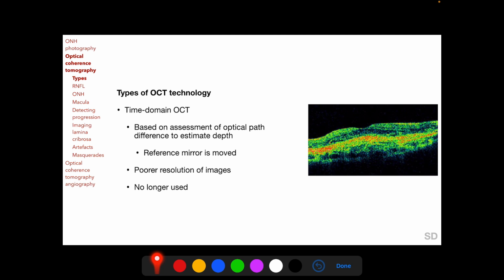Time domain OCT is based on assessment of optical path difference between the light beam being reflected from the eye and the reference beam to determine the depth of the layer of interest in the posterior segment of the eye. And to determine this optical path difference, the reference mirror reflecting the reference beam is moved. In this photograph, we see an image of a macula on a time domain OCT.